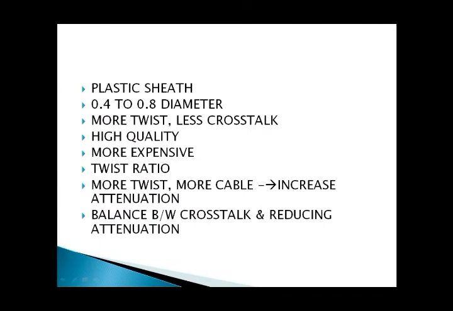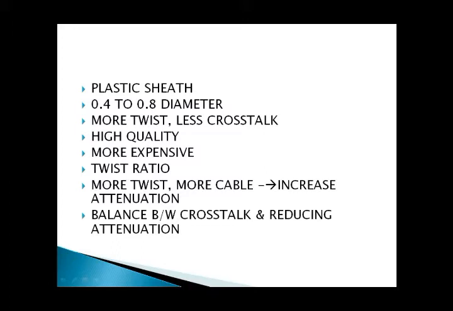Generally, color-coded twisted pairs of insulated copper wires are encased in plastic sheath. Here, each wire has a diameter of 0.4 to 0.8 mm. If there are more twists per foot, there will be more resistance to crosstalk. It is of higher quality and more expensive. Number of twists per foot or meter is called twist ratio.